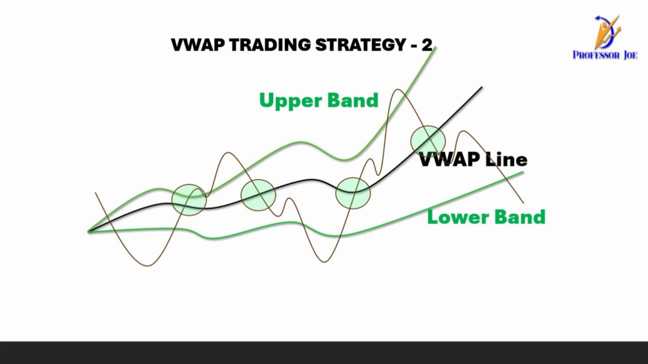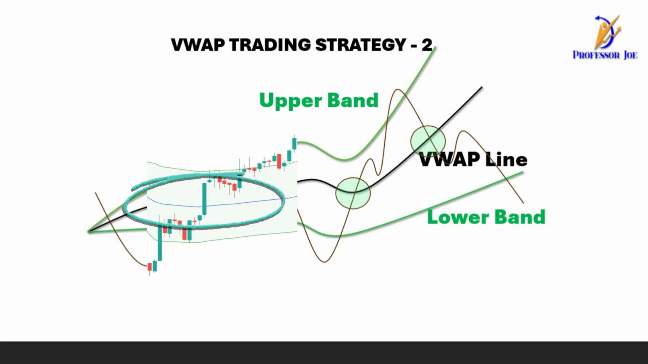The second strategy using the VWAP is when the price crosses the VWAP. So it's like a breakout strategy. When the price is just breaking through the VWAP and going up, the traders will put a buy once the candle closes above the VWAP.